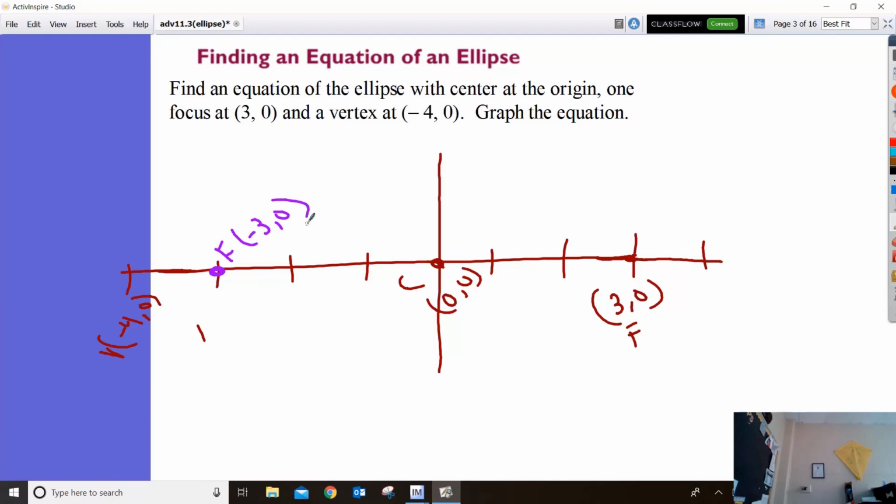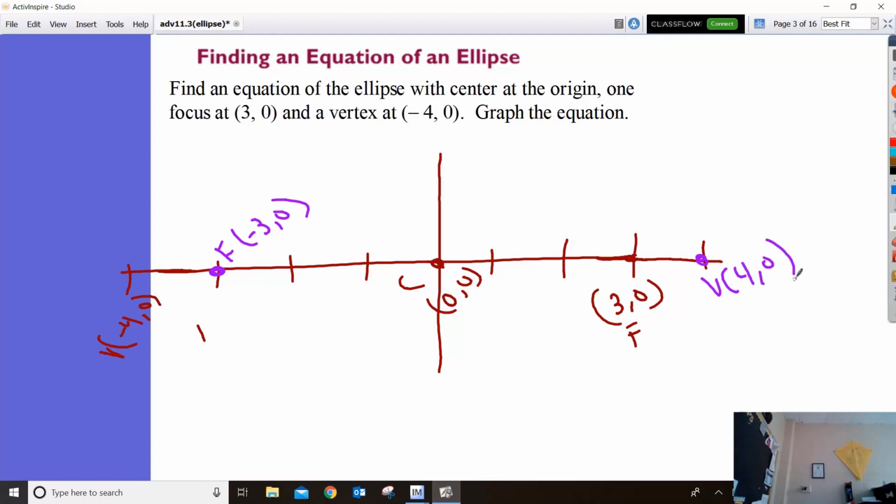You've got a vertex at negative 4, 0. Look at the original picture. You have a vertex at negative 4, 0. Where's the other one? 4, 0. It's called symmetry, kids. One of them's 4 units away, so's the other one.